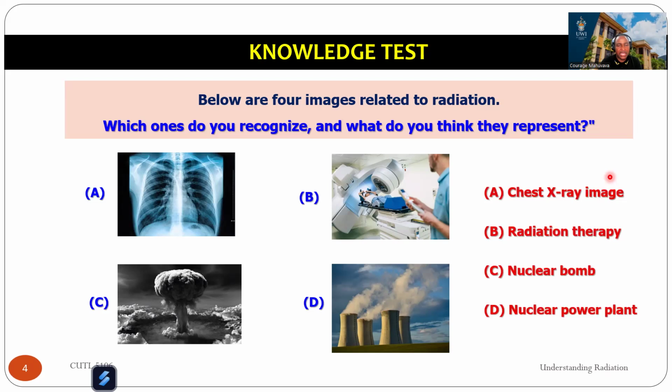All right, so the first image, A, actually represents an X-ray image of the chest, whereas B is a radiotherapy treatment of a cancer patient. So the machine that is used here is actually called a linear accelerator, which is the one which actually produces and delivers radiation treatment. Image C is actually an explosion of a nuclear bomb. Probably some of you have seen this, maybe in movies or somewhere on the internet. Whereas D is actually, these are cooling towers for a nuclear power plant that is used to generate electricity.